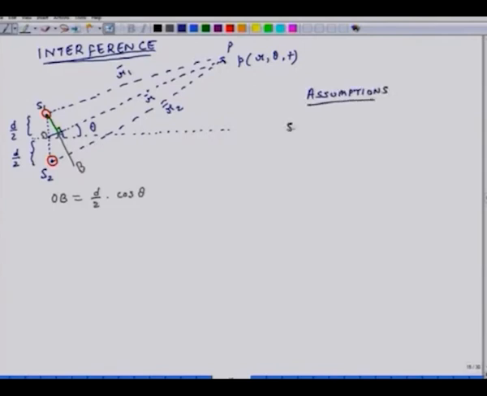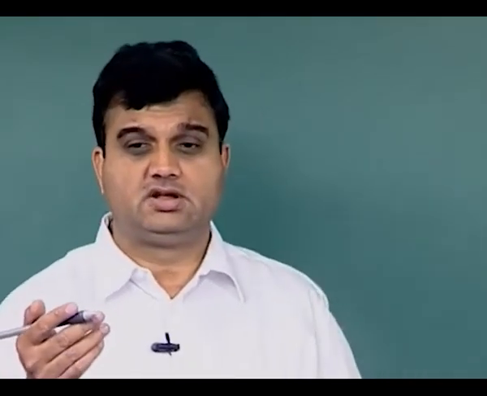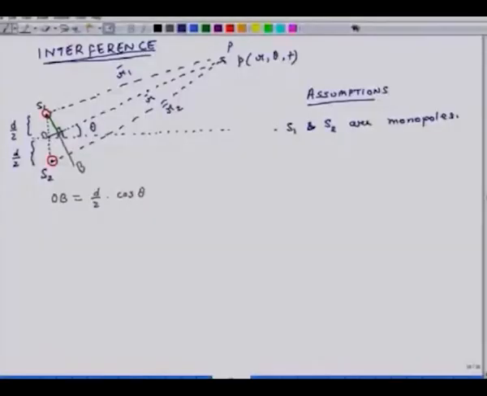So, the first assumption is that S1 and S2 are monopoles. Ideally they are point sources of sound, but in reality you cannot generate sound from point sources. If they still have to approximate monopoles, then the size of these sources has to be extremely small compared to the wavelengths they are emitting. So, S1 and S2 are monopoles.